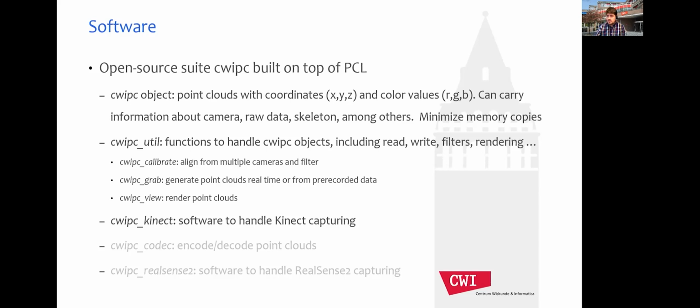And yeah, there are several modules like CWIPC util, which mainly has the functions to handle the objects like reading, writing, applying filters, rendering, some tools to calibrate all the cameras, to do the fusion later of the full point cloud, some tools to grab from real-time capturing or also from pre-recorded data, and a customized viewer to render dynamic point clouds. Another module is CWIPC Kinect, which allows to capture from Kinect cameras. We also have the same for RealSense, but we didn't use it in our dataset. And another module called CWIPC Codec, which has a lot of functions for encoding and decoding point clouds.